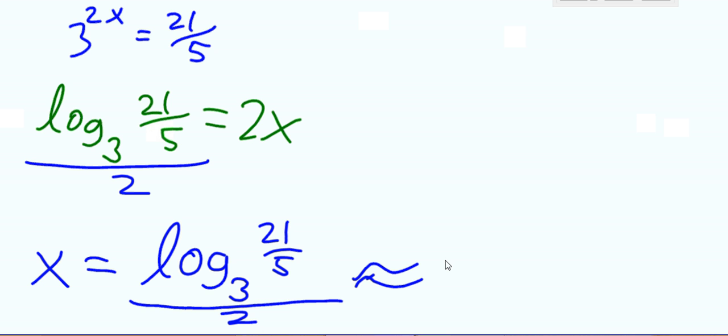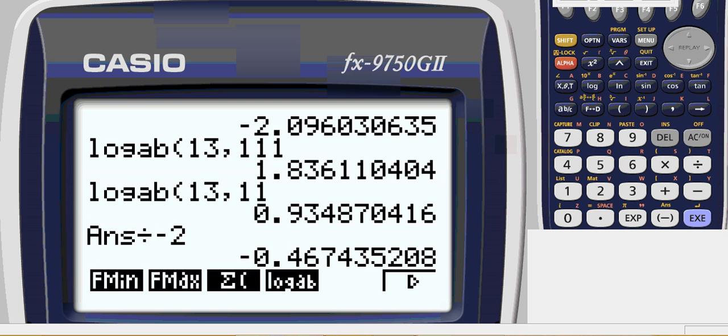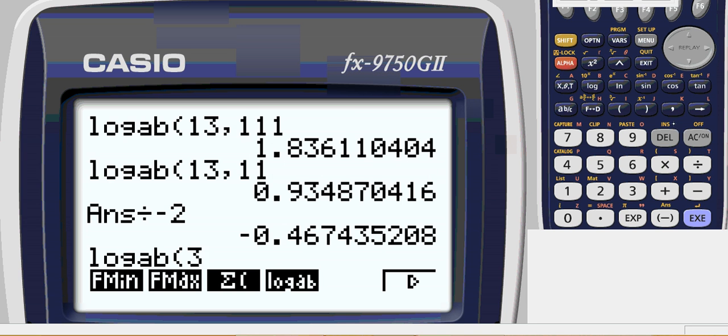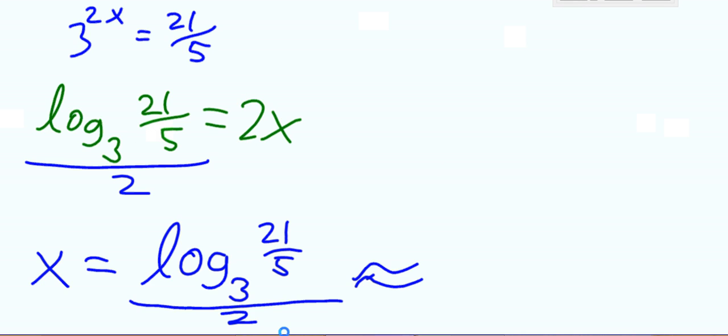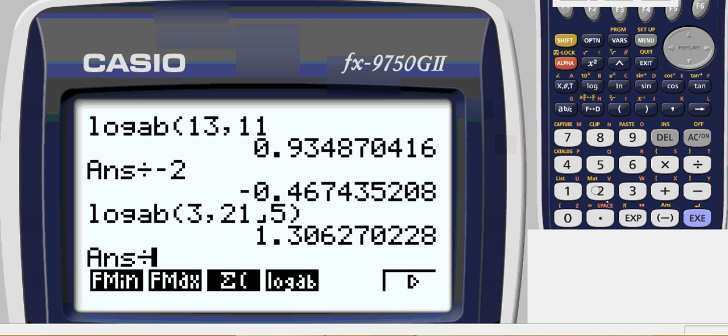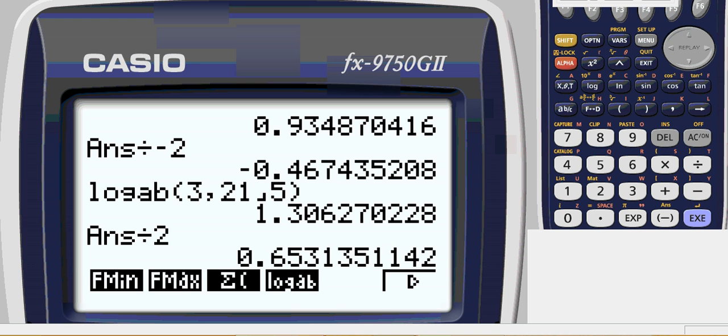And we'll punch that into our calculator. Log base 3 of 21 over 5. You get 1.306. Finish it off by dividing by 2. So 0.653.